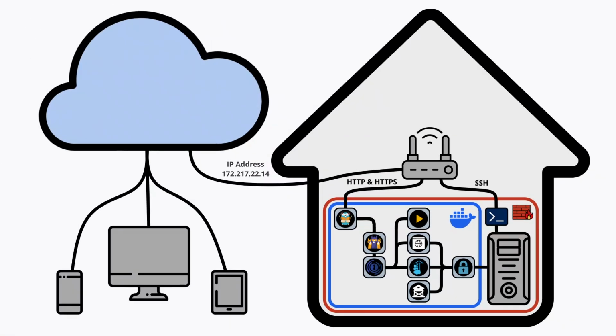Finally, using a custom domain not only makes accessing your server easier, but also hides your IP address. This adds an additional layer of privacy and security by keeping your server's location obscured from potential attackers. And with that, you have properly secured your home server while gaining access to it from anywhere.